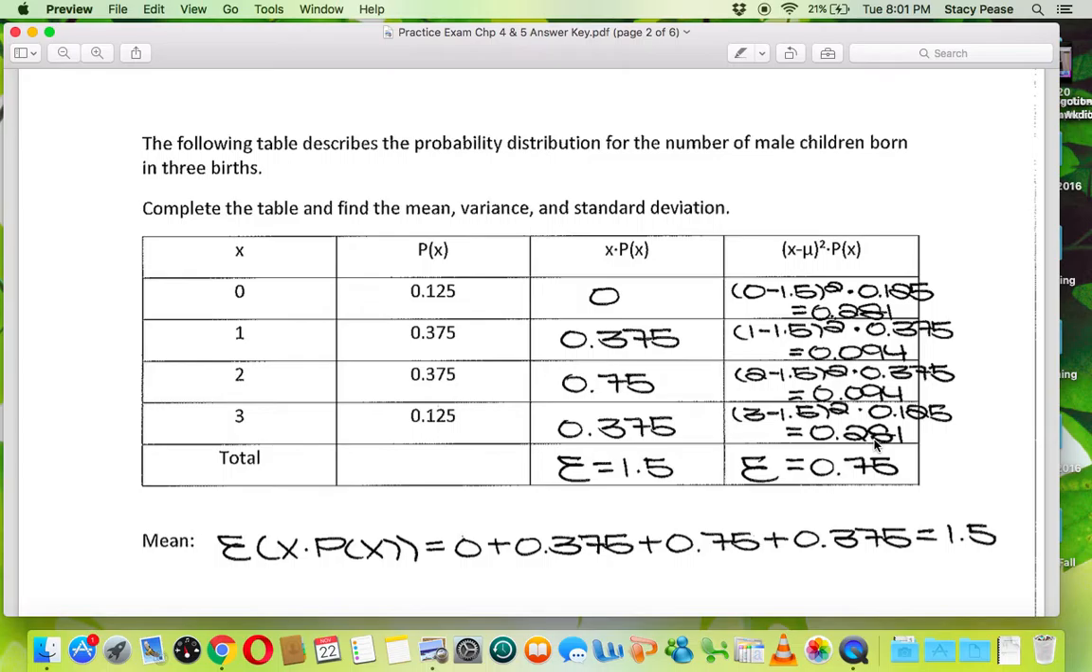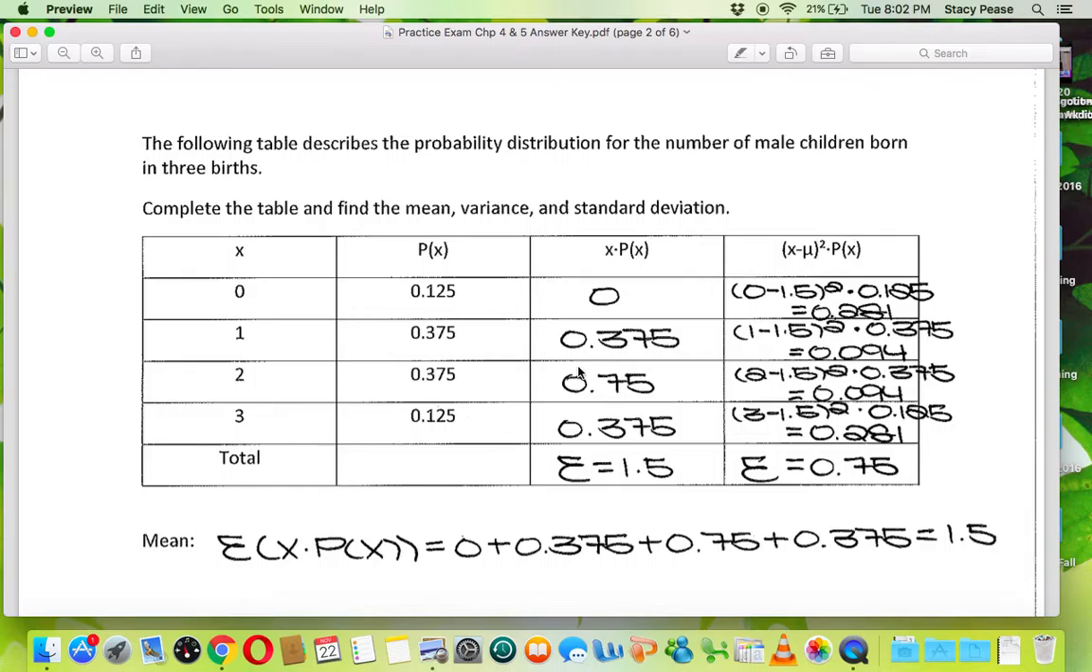Now we're going to move into our Chapter 5 material. So this is a probability distribution for the number of male children born in 3 births. So we're going to complete this table and find the mean, the variance, and the standard deviation. Okay, so we're given our x's as being 0 boys, 1 boy, 2 boys, or 3 boys. And we're given their relative probabilities. 0 boys would be a 0.125 probability. One boy would be 0.375, two boys would be 0.375, and three boys would be 0.125.